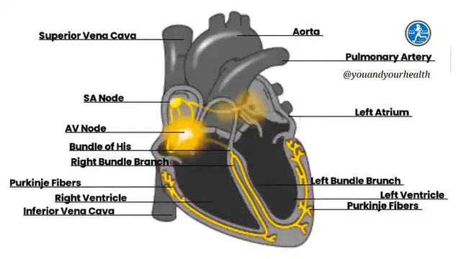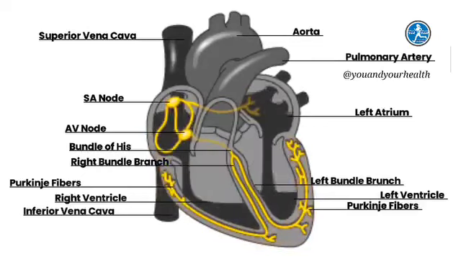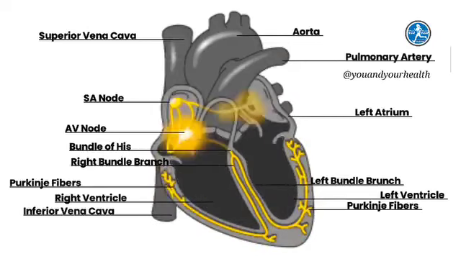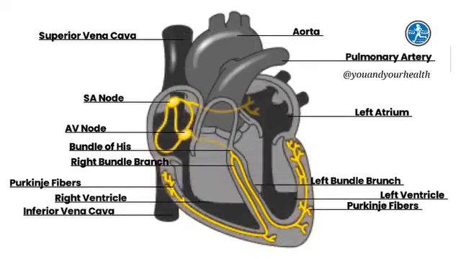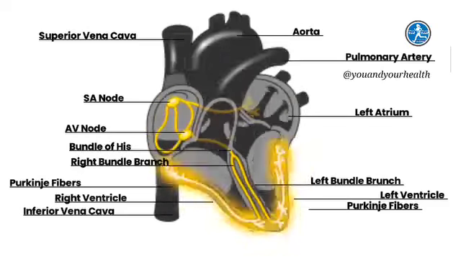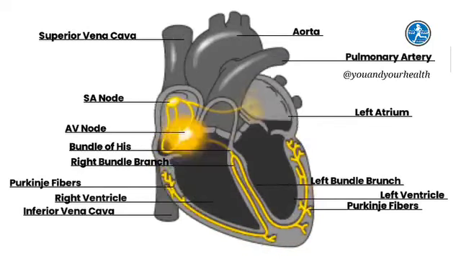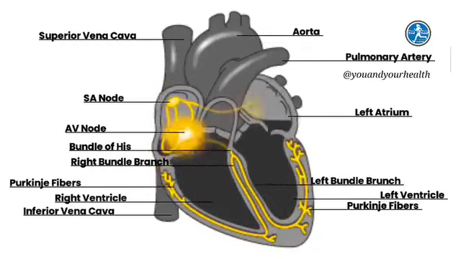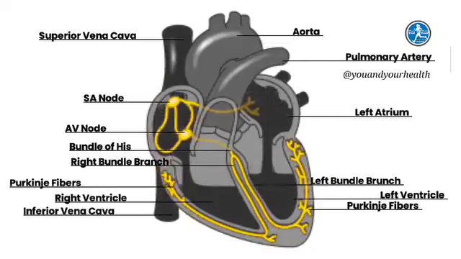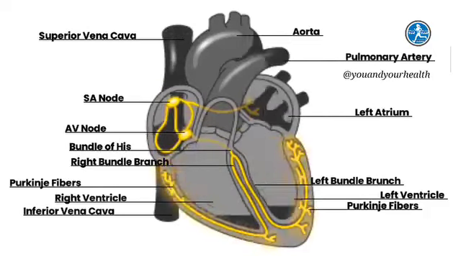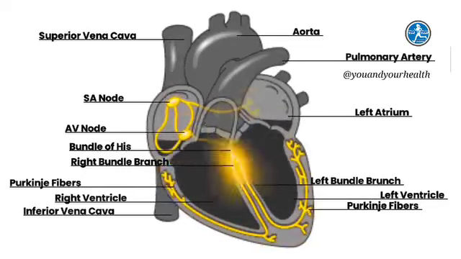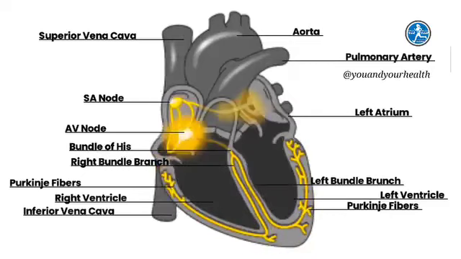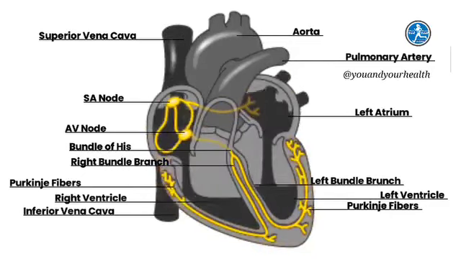After the brief delay, the AV node transmits the electrical impulse to the bundle of His, which further conducts the signal to the left and right bundle branches and the Purkinje fibers and throughout the ventricles, leading to coordinated contraction of the ventricles. The bundle of His is made up of special fibers that transmit the electrical impulses from the AV node to the ventricles. The bundle of His is located in the interventricular septum, dividing into the left and right bundle branches.